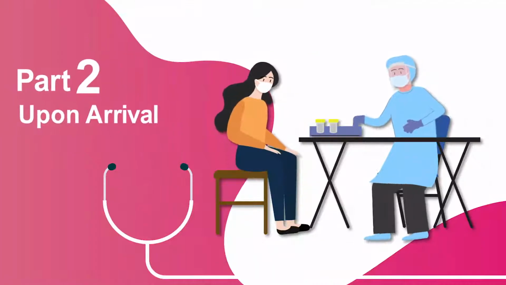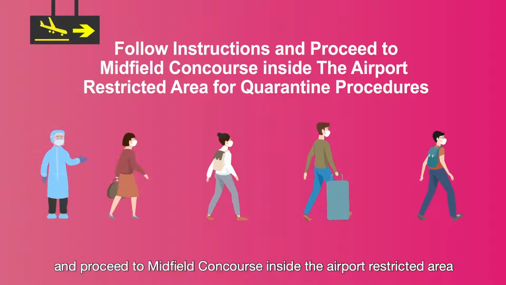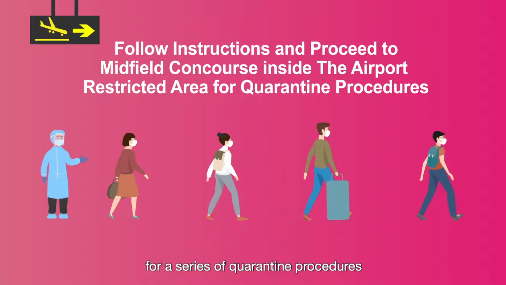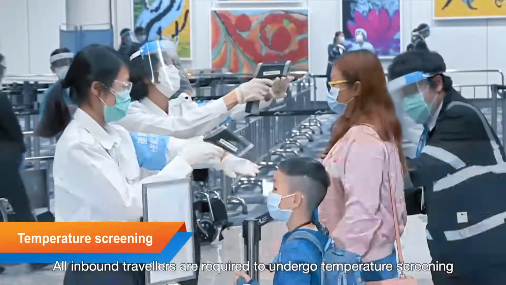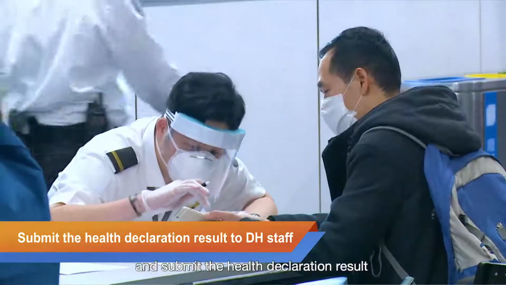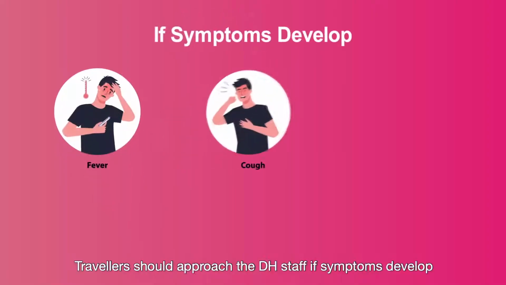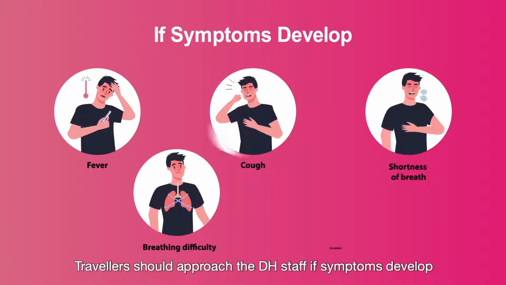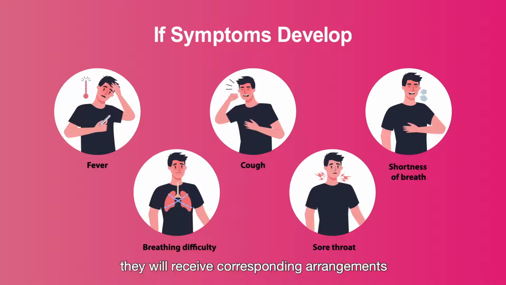Upon arrival, inbound travelers should follow instructions and proceed to midfield concourse inside the airport restricted area for a series of quarantine procedures. All inbound travelers are required to undergo temperature screening and submit the health declaration result to the staff of the Department of Health, DH. Travelers should approach the DH staff if symptoms develop. Depending on the situation of the travelers, they will receive corresponding arrangements.